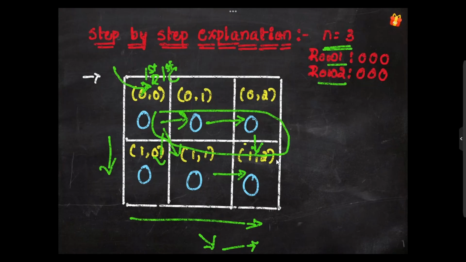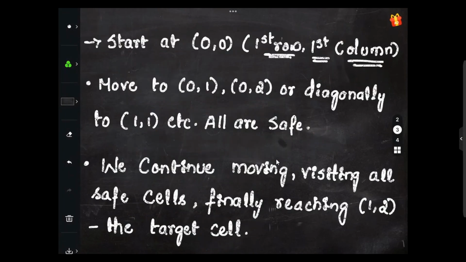So here we continue moving, visiting all the safe cells, finally reaching 1 comma 2, nothing but the target cell. Hence the output that we get here is yes. Same thing, this is in the theoretical part. So we'll start at 0 comma 0, first row, first column.